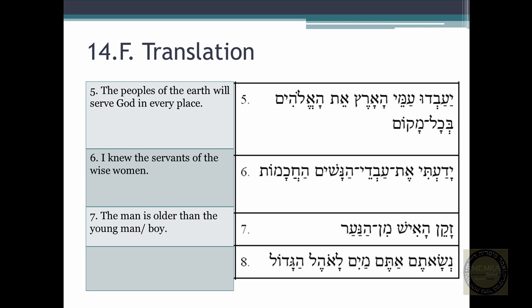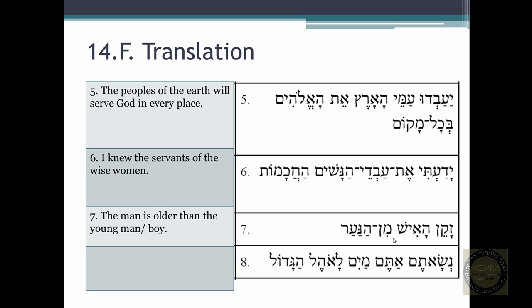So our translation: the man is old. It's not "the old man," it's "the man is old." To have "the old man," you need a definite article here, again, to create that gender, number, definiteness agreement. So, the man is old, from hana'ar, from the boy or the young man.